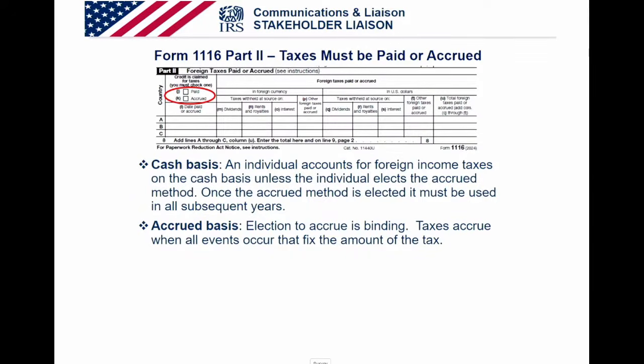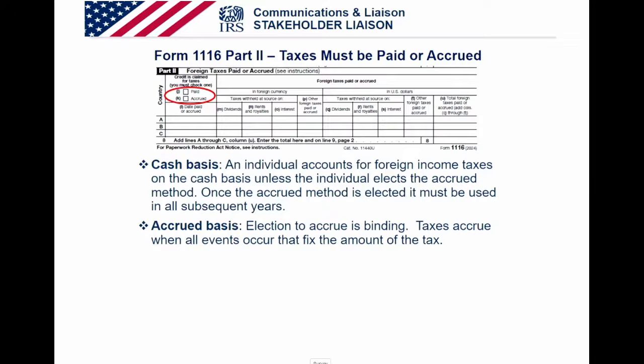One last thing about the accrued method before we move on to the next slide. Now, there's a very narrow exception of choosing the accrued method on an amended return. Remember, you can't switch from the paid method to the accrued method on an amended return. But if the taxpayer never elected the FTC before, and so therefore never made any paid or accrued election before, even on the original return, they can then elect the accrued method on an amended return.